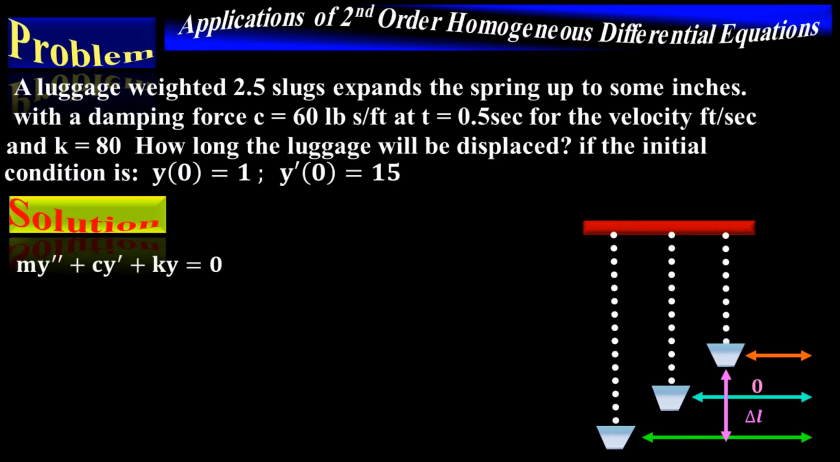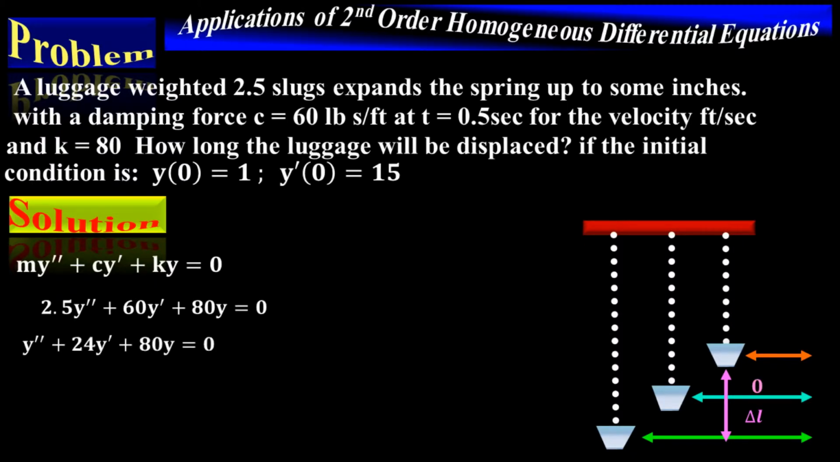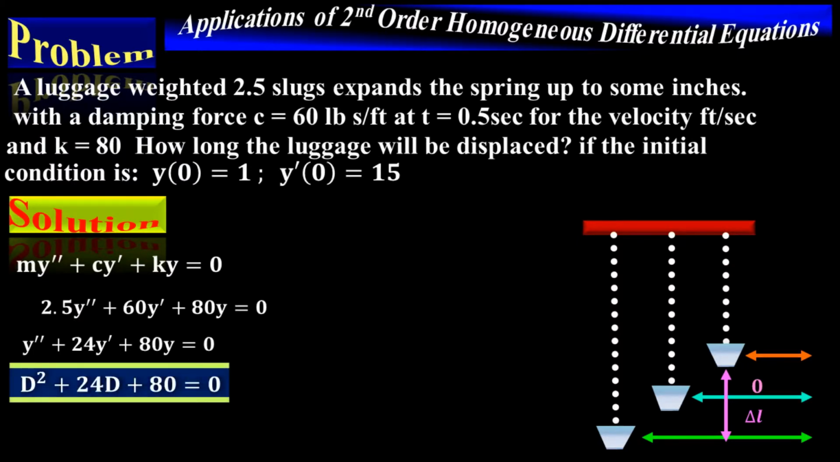Now substitute the values of m, c and k here. The value of m is 2.5 slugs, the value of c is 60, and the value of k is 80. Divide both sides by 2.5, which gives y double prime plus 24y prime plus 80y equals 0. Change the equation into differential operator form: D squared plus 24D plus 80 equals 0. This is my new equation in differential operator form.